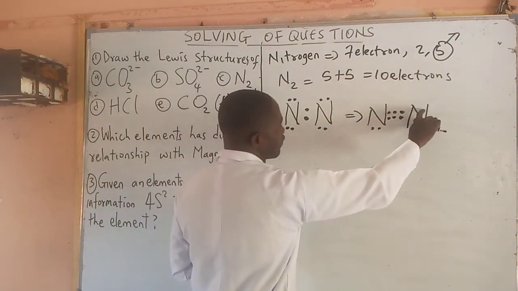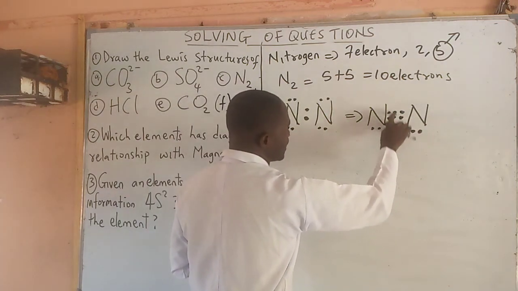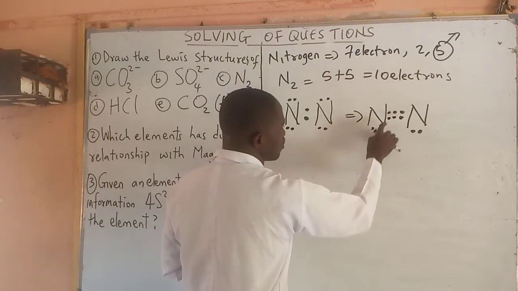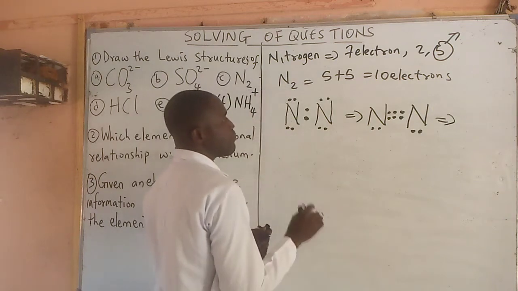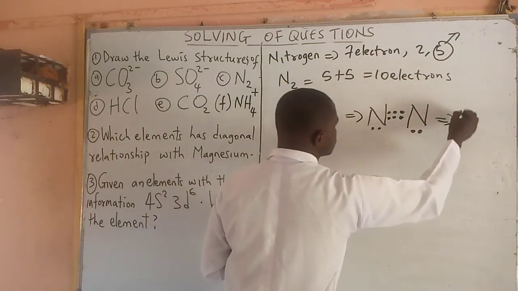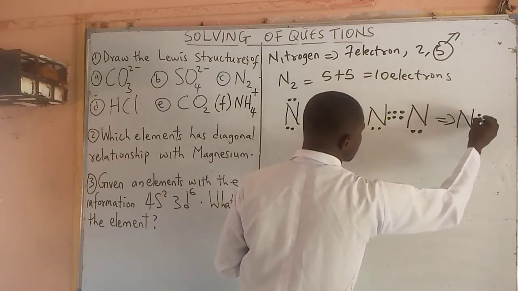Now, count the one of nitrogen. 1, 2, 3, 4, 5, 6, 7, 8. Count this one. 1, 2, 3, 4, 5, 6, 7, 8. That means it will have a triple bond. So this thing we drew here can be put this way.